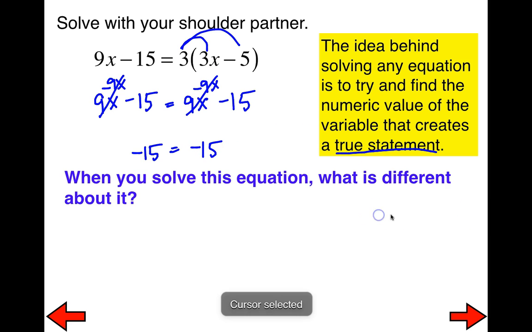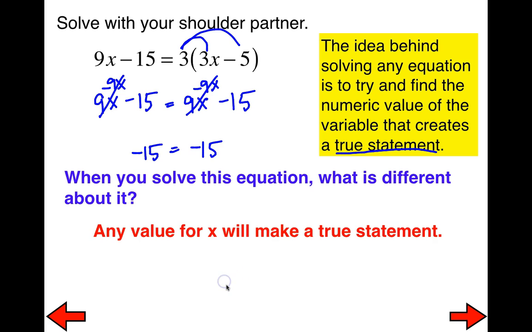Well, when solving this equation, what was different about it? Well, I'm not sure if you noticed, but I don't have a variable anymore. It was eliminated. So what this means is any value for x will make a true statement. No matter what number I plug in, it will work. So real quick, let me give you an example of that.